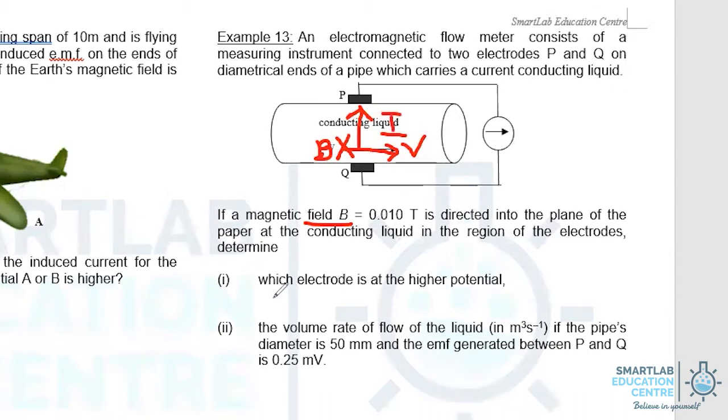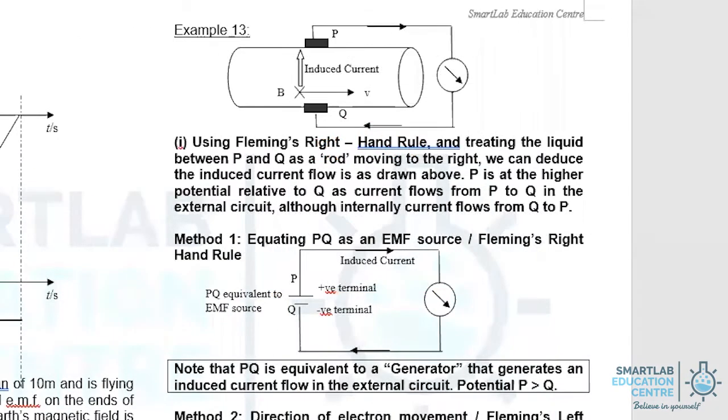So the next question we're going to discuss is which electrode is at a higher potential. To do that, we have two methods that we could use. Let us take a look at the first method first, which is actually a continuation of what we discussed earlier about using Fleming's right-hand rule. So the B field is as indicated here. This is the direction of the flow of the conducting liquid, and that is the direction at which the induced current is flowing. It is important to note that we now will treat PQ as an EMF source.